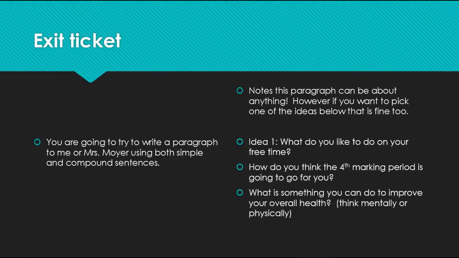Or what is something you can do to improve your overall health? Think mentally or physically. Some people might think, I really want to start a journal, and that might be mental health. Some people might say physically they wanted to improve themselves by changing their eating choices, such as eating healthier or not drinking soda anymore, and why they wanted to do that. Or maybe you wanted to start going outside and walking more now that it's getting nicer. Regardless, there are three ideas you can write to us about.